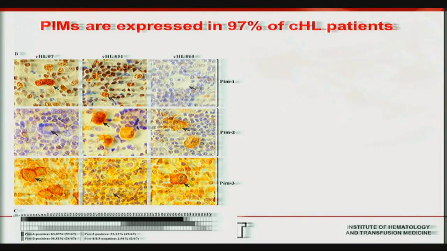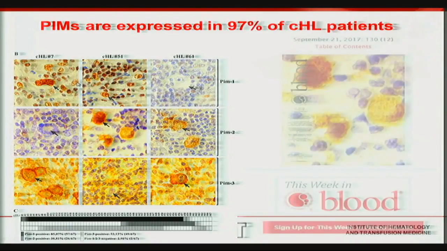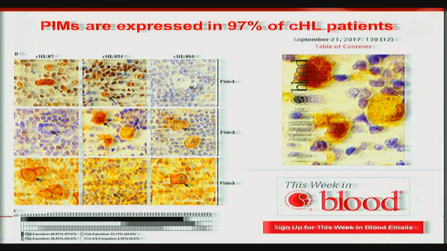But before that, we first looked at whether PIM kinases are in fact overexpressed in Hodgkin lymphoma cells. So we stained a series of primary tumor sections and identified overexpression of PIM1 or PIM2 or PIM3, or the combination of the three, in 97% of these patients. So basically, it's universally expressed in this tumor. And this beautiful picture appeared on the cover of Blood last year. That's the credit of our hematopathologist who performed the stainings.